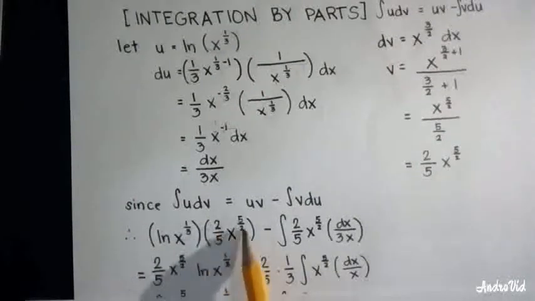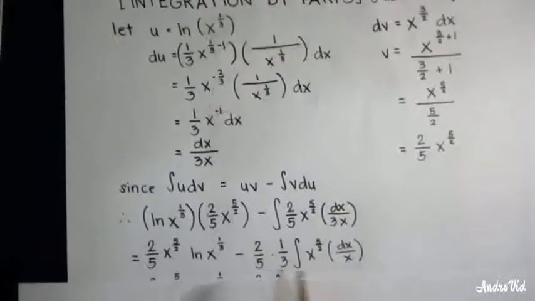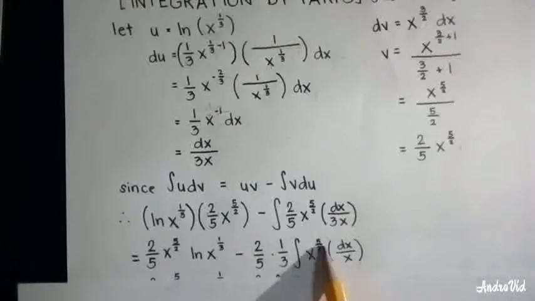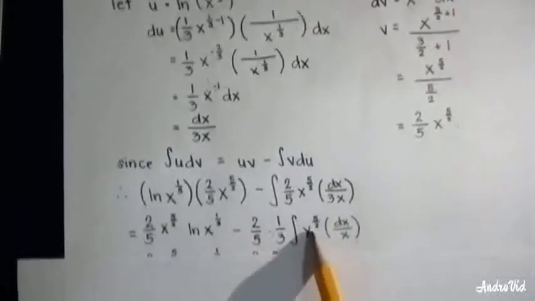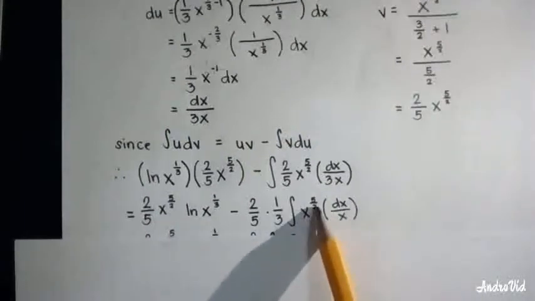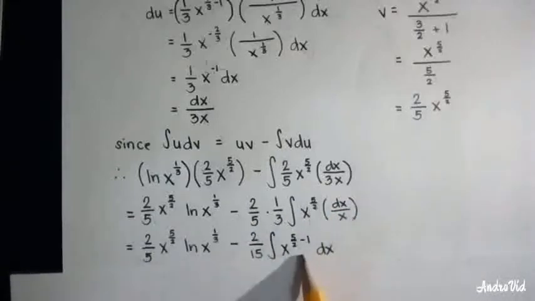So bringing out the constant here, we have 2/5 x raised to 5 halves ln x raised to 1/3 minus, bringing out constants 2/5 and 1/3, we have this. Then x raised to 5 halves dx over x. So in here, we can simplify this by the use of division. We're going to subtract the exponent, 5 halves minus 1.